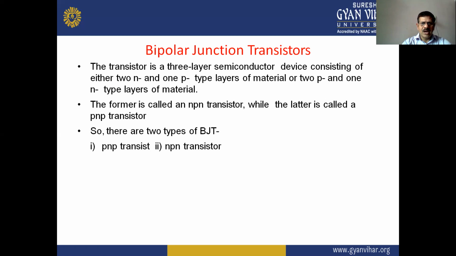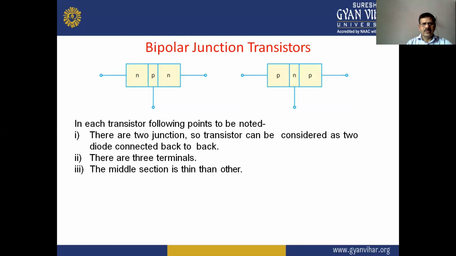So there are two types of transistor: one is the NPN transistor and the second is the PNP transistor. In an NPN transistor, there are two layers of N-type semiconductor and one layer of P-type semiconductor, while in a PNP transistor, there are two layers of P-type semiconductor and one layer of N-type semiconductor. So there are two types of BJT, or bipolar junction transistor: NPN and PNP.